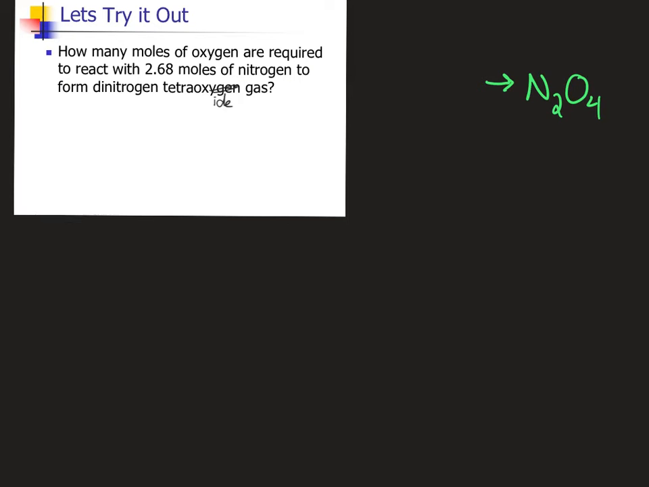And now we read the problem and say, okay, oxygen reacts with nitrogen. I'm skipping over things because this part right here has nothing to do with the actual chemical reaction. That's talking about moles and stuff like that. Oxygen reacts with nitrogen. So now we say, okay, nitrogen reacts with oxygen.